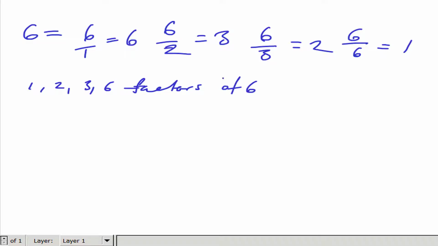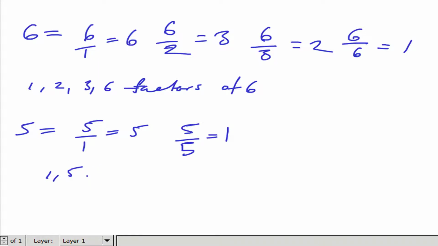Let's talk about prime numbers now. Prime numbers are any number greater than 1 that only has 2 factors. Let me give you an example. If you take 5, you can do 5 divided by 1, which equals 5. You can do 5 divided by 5, which equals 1. You can't divide 5 by any other numbers. So the factors of 5 are 1 and 5. This is a prime number.